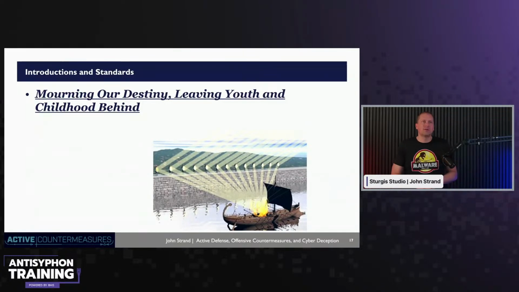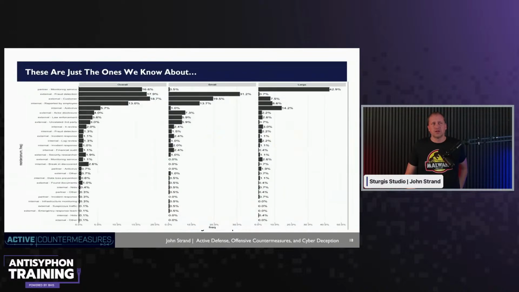All right, so let's talk a little bit about mourning our destiny, leaving our youth and childhood behind. So let's take a walk down an old study that was done. I need to update it, but the percentages haven't changed as near as we've seen. This is a bar graph. You can tell because it's a graph with bars. And this graph with bars, also known as a bar graph, has how organizations detected that they were compromised. How did they find out they were compromised in the first place?